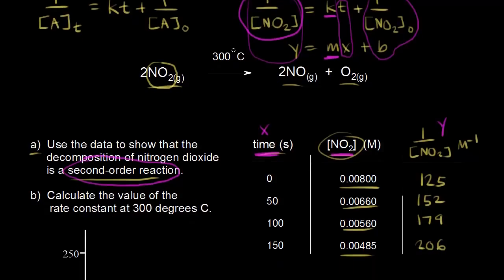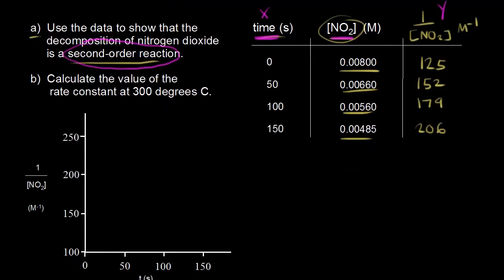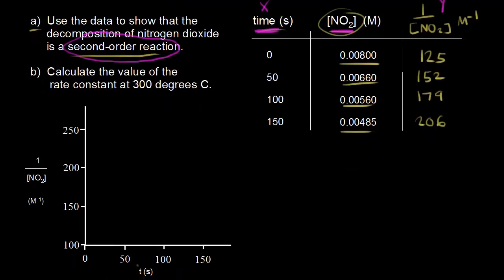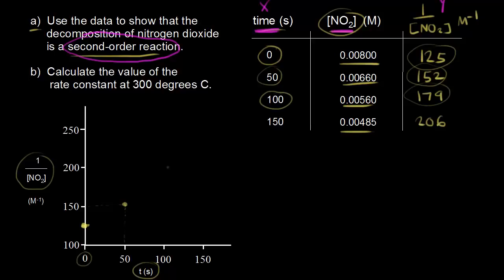So let's look at the graph here. All right, and let's find some of our points. So we have time on our x-axis, and we have 1 over the concentration of NO2 on the y-axis. Our first point would be when time is equal to 0, y is equal to 125. So when time is equal to 0, 125 is right about there. So that's our first point. Our next point would be time is equal to 50, y is equal to 152. So when time is equal to 50, 152 would be pretty close to there. All right, next we have time is equal to 100, y is equal to 179.